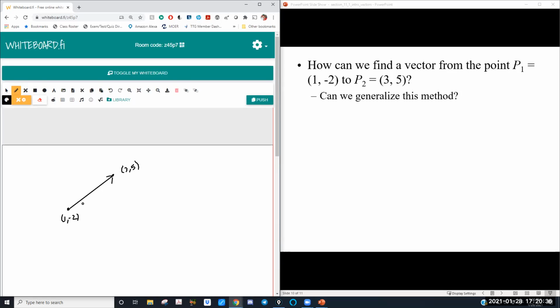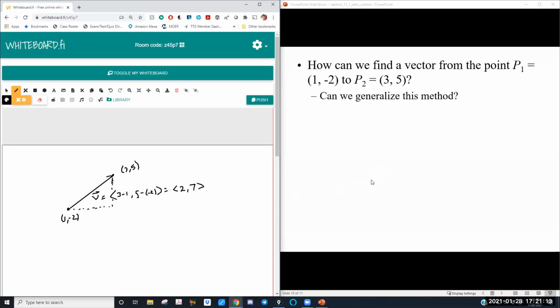If we wanted to represent this guy as a vector, let's call it V, we have to find its two components. Well, all we have to do is think about, how far did we go horizontally? Well, we ended at 3, we started at 1, so 3 minus 1. And then how far did we go vertically? We ended at 5, we started at -2, so 5 minus -2. And so the vector between those two is 2, 7.